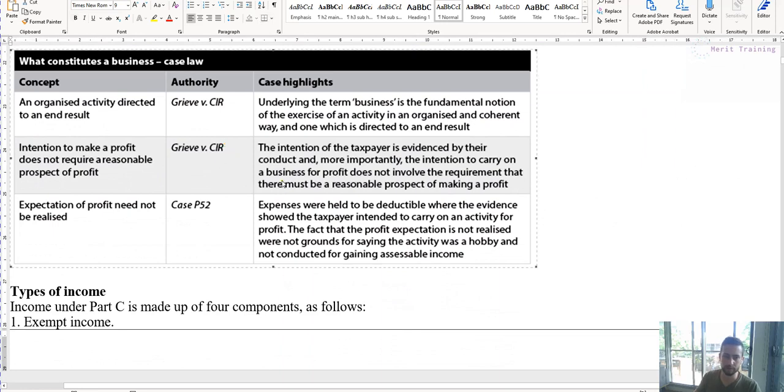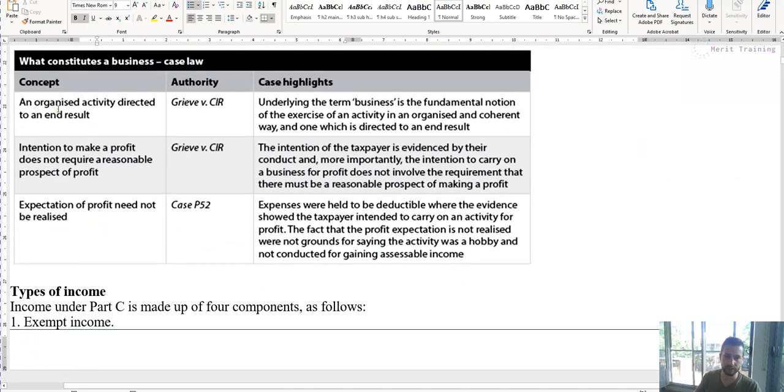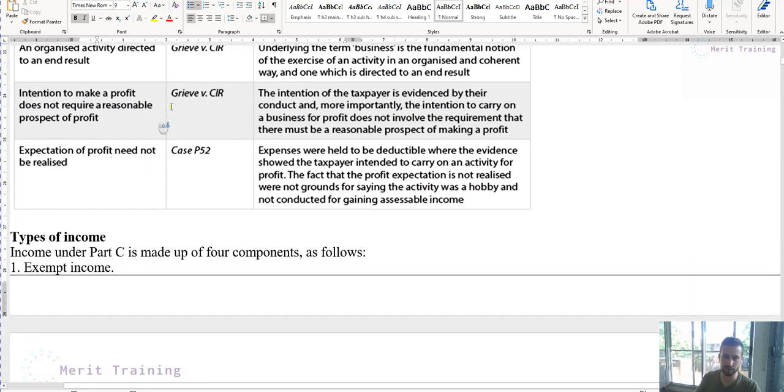And here is another summary table of some of the key cases in determining what constitutes a business. An organized activity directed at an end result, per Grieve versus CIR, would be a business. Intention to make profit does not require a reasonable prospect of profit. So as long as you're intending to do so, it doesn't mean there needs to be a high probability that you make profit. That's per Grieve versus CIR. And finally, expectation of profit need not be realized. So you don't necessarily need to actually make that profit, even if you're expecting it, for it to be a business, per case 52.